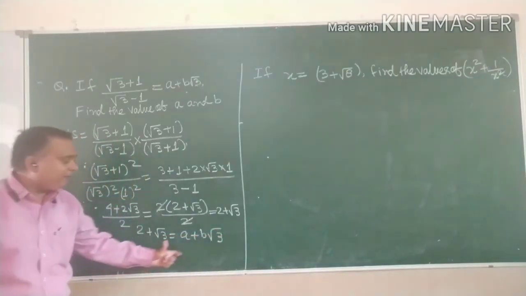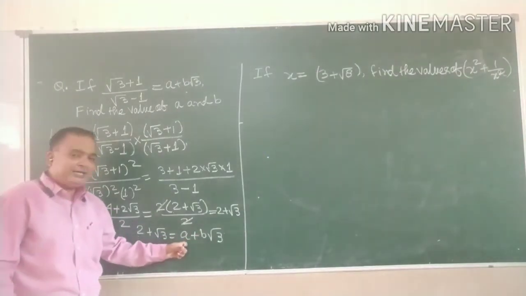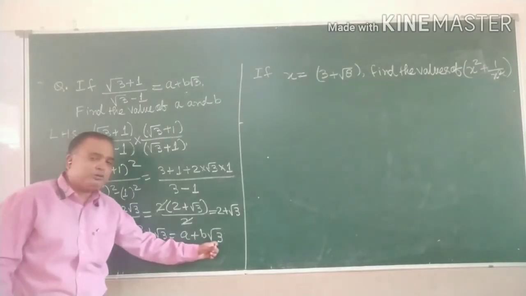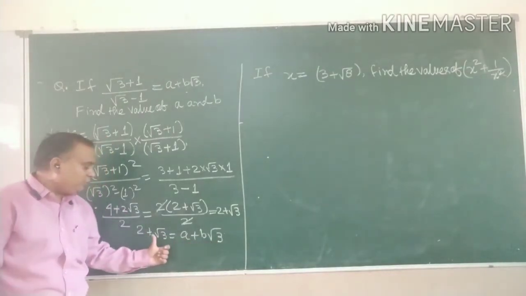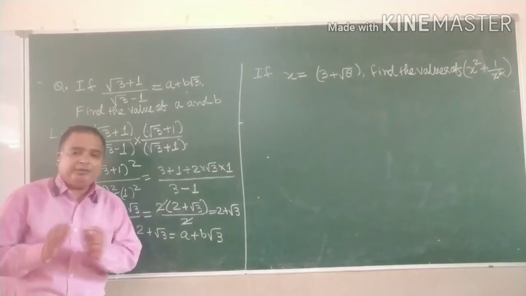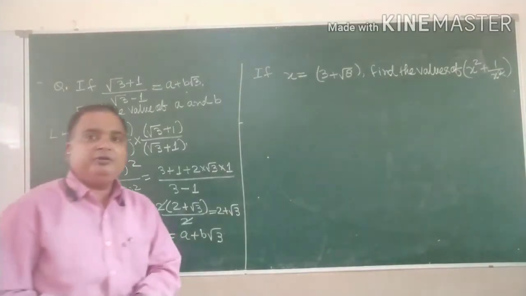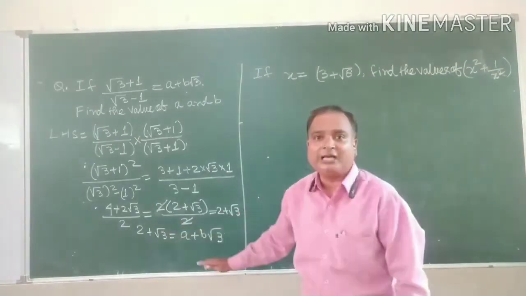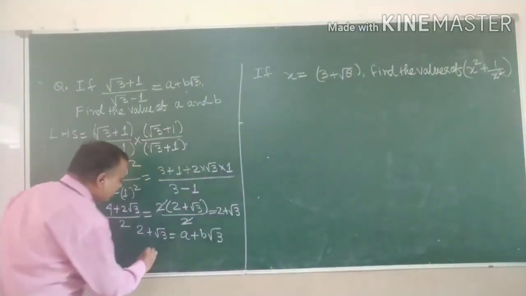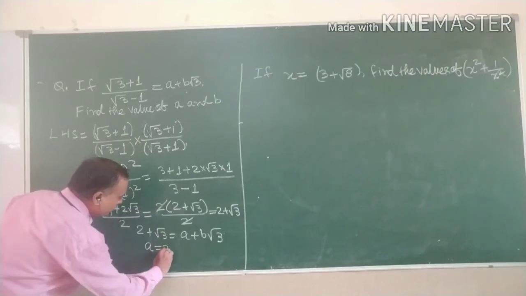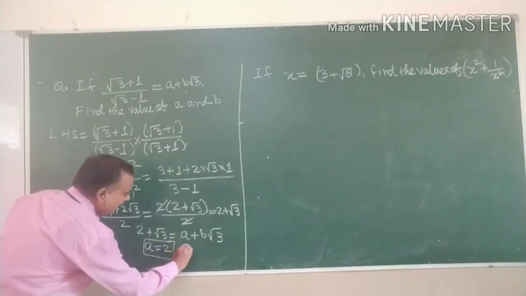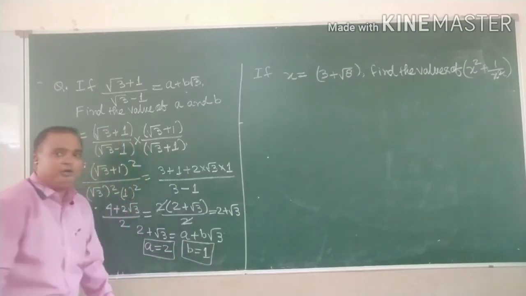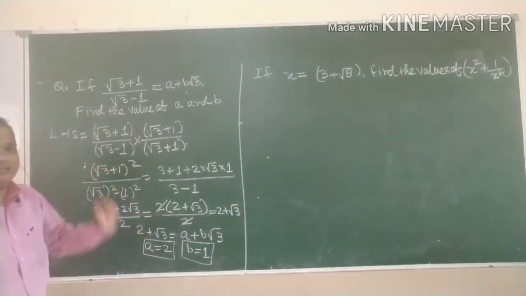Now, comparing both sides, where a is the rational number, here 2 is the rational number, and b root 3 is the irrational number, here root 3 is the irrational number. So we compare rational with rational and irrational with irrational on both sides. Then we can write a equals 2 and b equals 1. That is the value of a and b in this question.